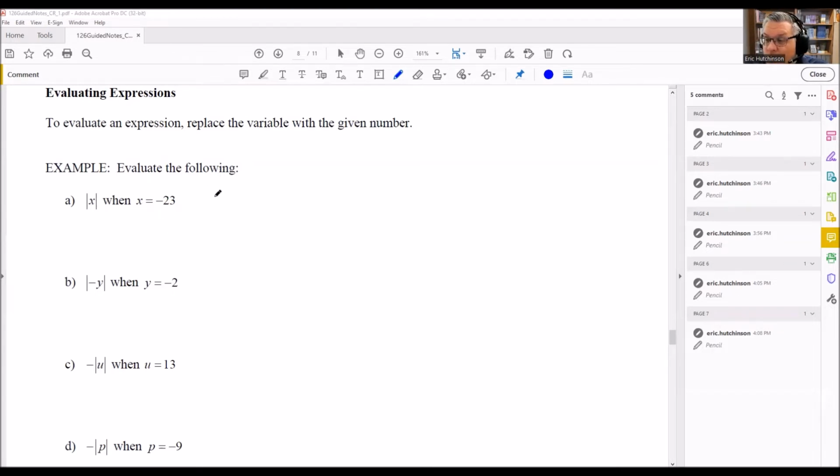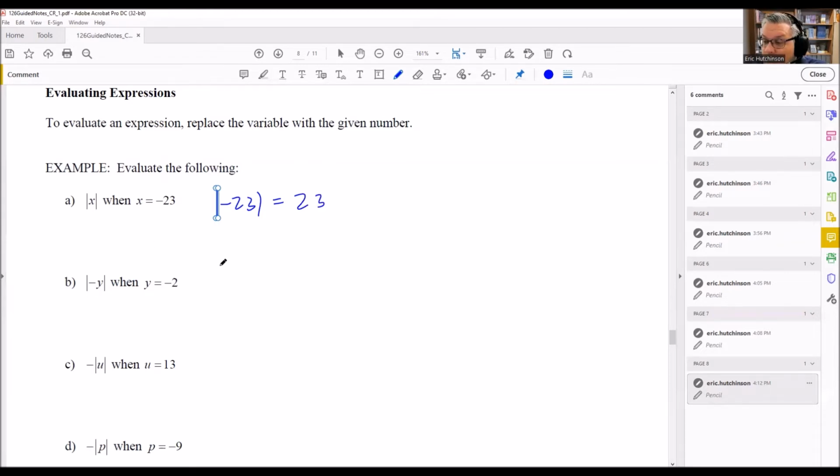So this means we're going to do the absolute value of negative 23. Well, absolute values will always give you a positive number. So you're just going to write the positive version of what you see inside there, and that's it.